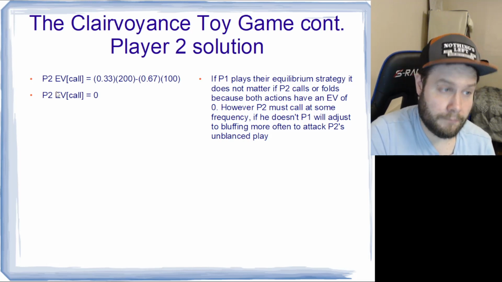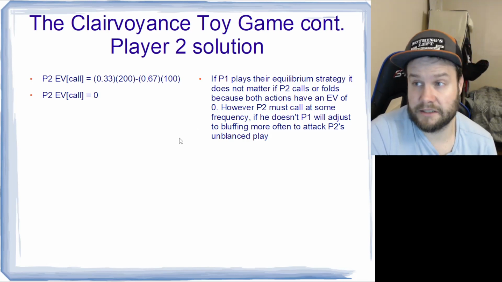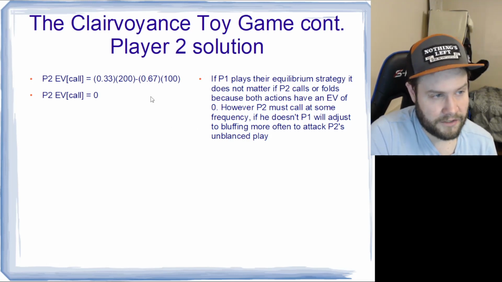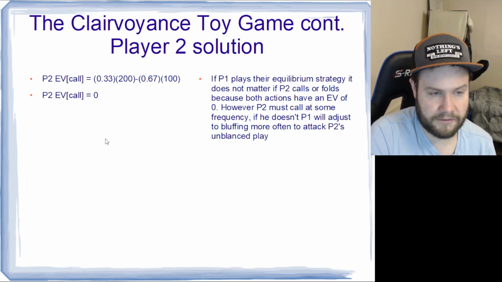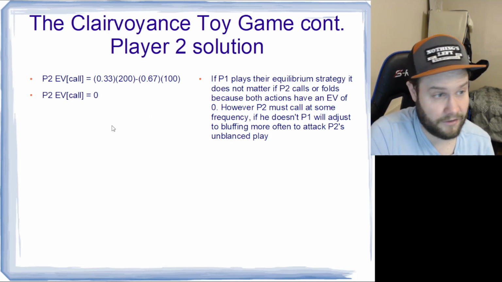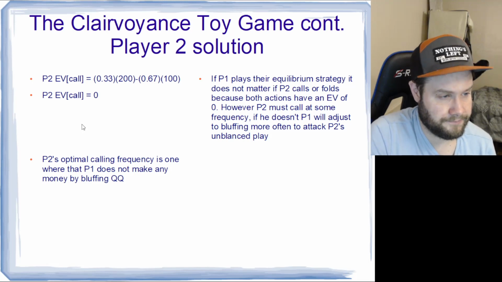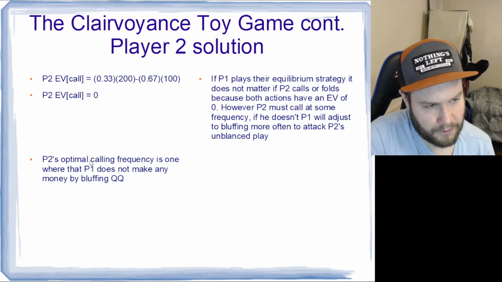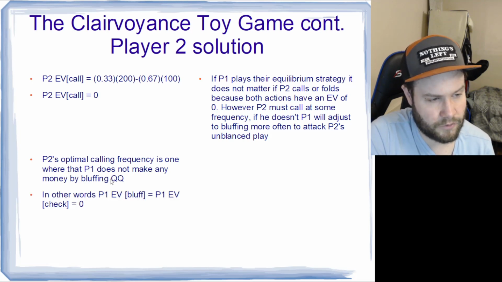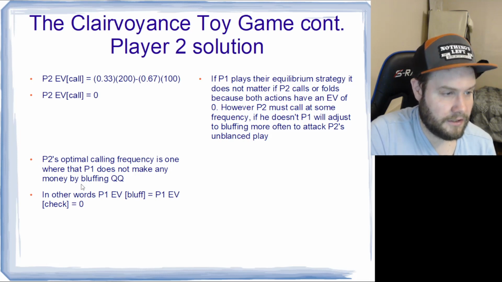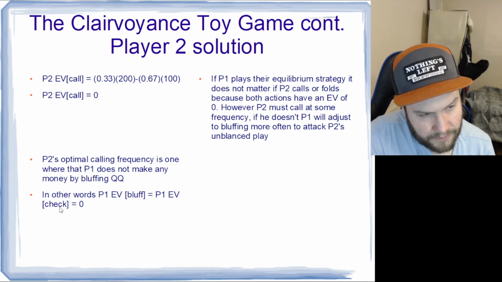However, player 2 must call at some frequency, because if he doesn't, player 1 will adjust and will start to bluff more. If player 2 is never calling, then player 1 will slip back into just jamming 100% of the time, and he'll make everything. His EV will go to 100 if player 2 continues to fold always. Player 2's optimal calling frequency is one where player 1 does not make any money by bluffing queen-queen. In other words, player 1's EV of bluffing is equal to player 1's EV of checking, which is equal to 0.